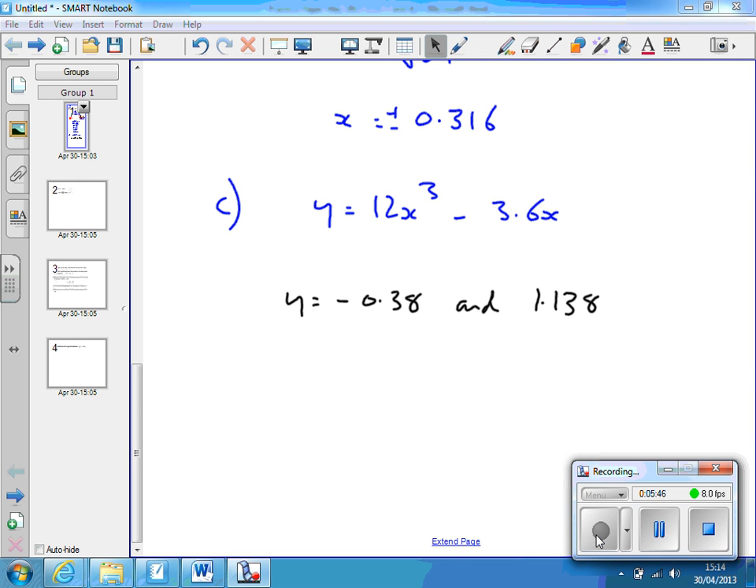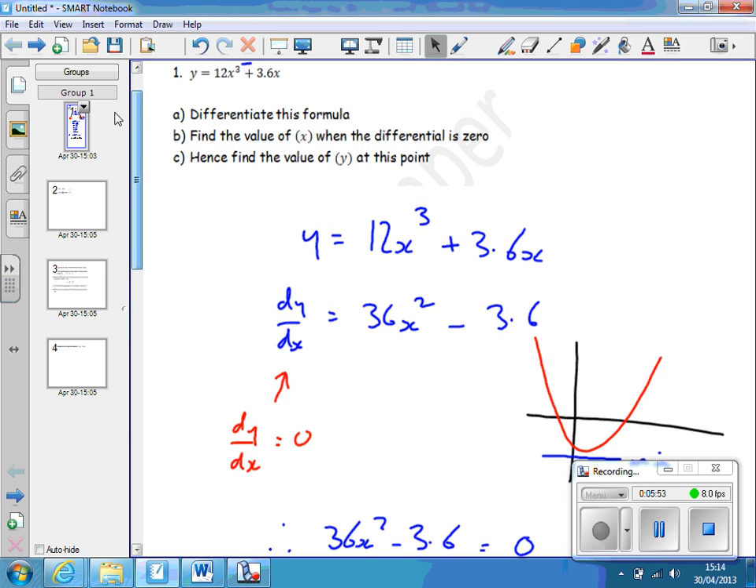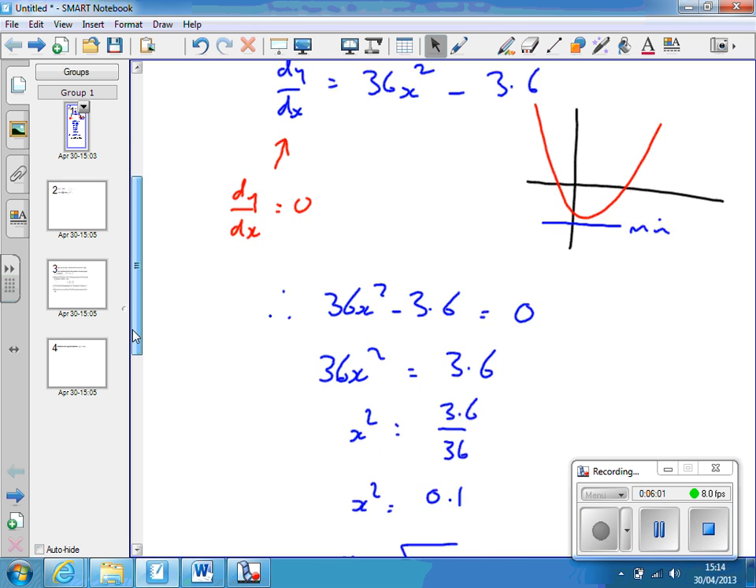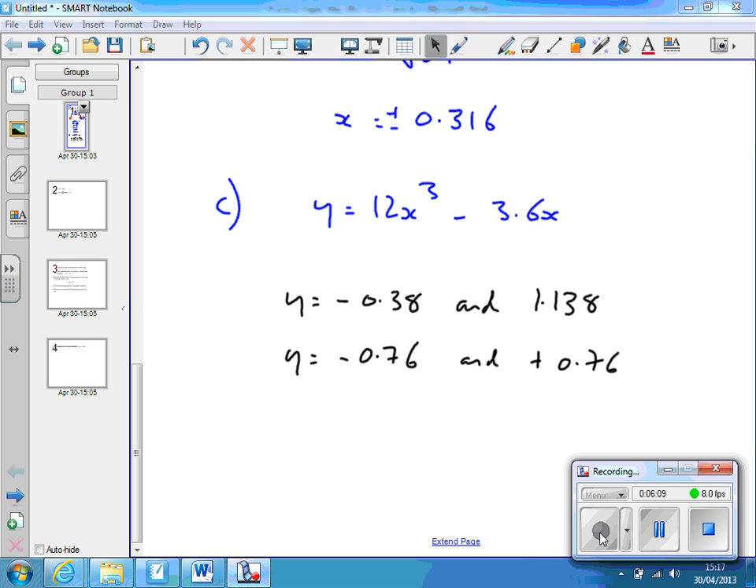So this question is about, and in the exam it could be about, can you differentiate a function? Can you maybe find the value of x when the differential is 0? Or can you put in a value of x and find out the value of y at this point? Things like that. Focusing mainly on the ability to use the table and differentiate a function. Correction, the y should turn out to be negative 0.76 and positive 0.76. So that's incorrect.